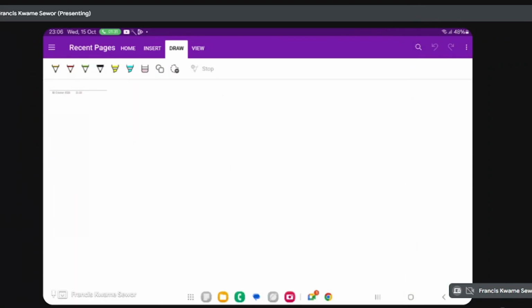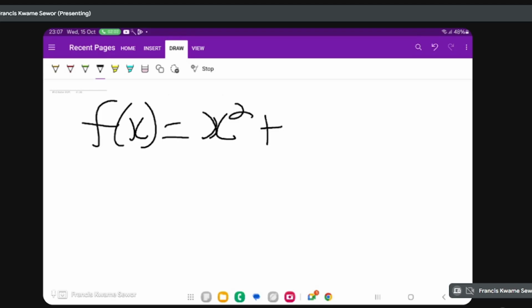So basically there are various forms of functions. They come in different ways, right? We have algebraic functions, which just come like basic algebra themselves. Something like, let's say f of x equals x squared plus 3. So generally this is one form.